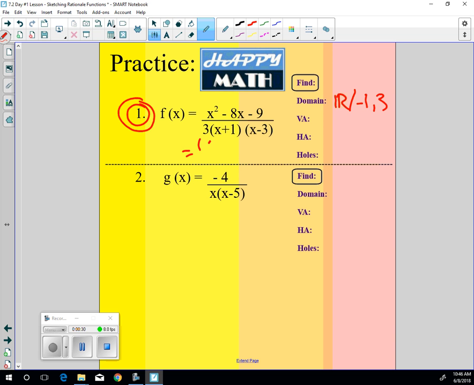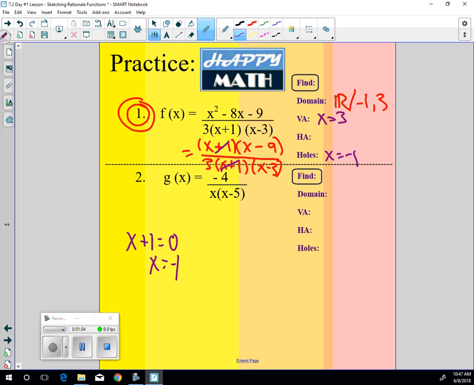We may be able to factor this. I bet it's 9 and 1: x minus 9, x plus 1, over 3 times x plus 1, x minus 3. So you can see that your x plus 1 is going to be a hole at x equal to -1, and one vertical asymptote at x equal to 3. Just a quick reminder, x plus 1 equals 0, x equals -1 is how you would find that.